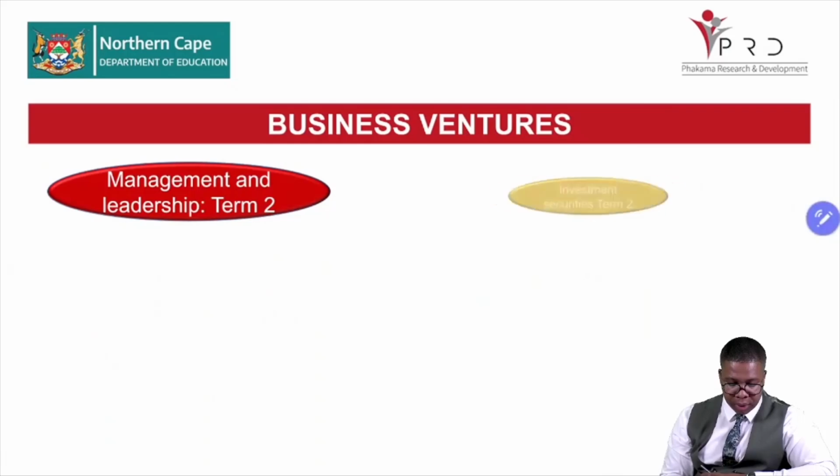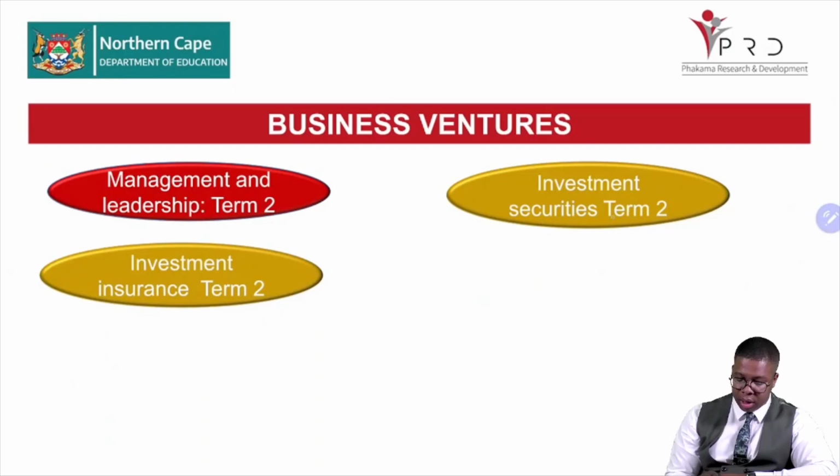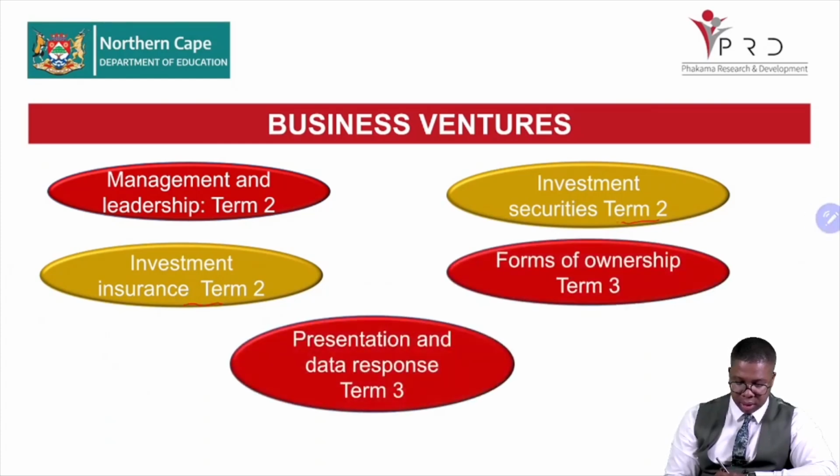Now, these are the subtopics under your business ventures. You have management and leadership, which was dealt with in term 2. You have your investment security, which was dealt with in term 2 as well, and your investment insurance together with forms of ownership, and presentation and data response.